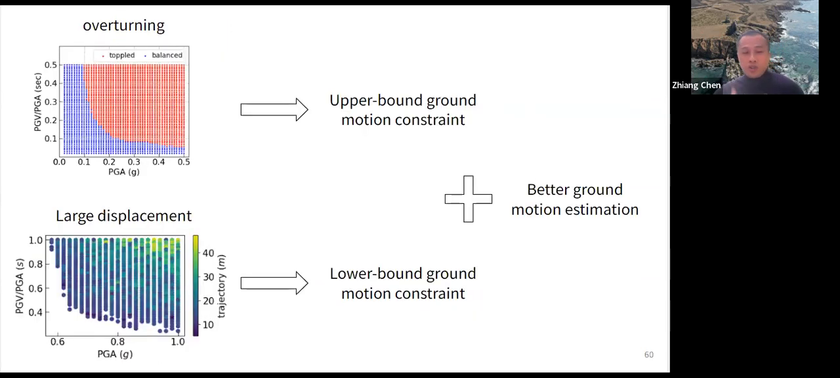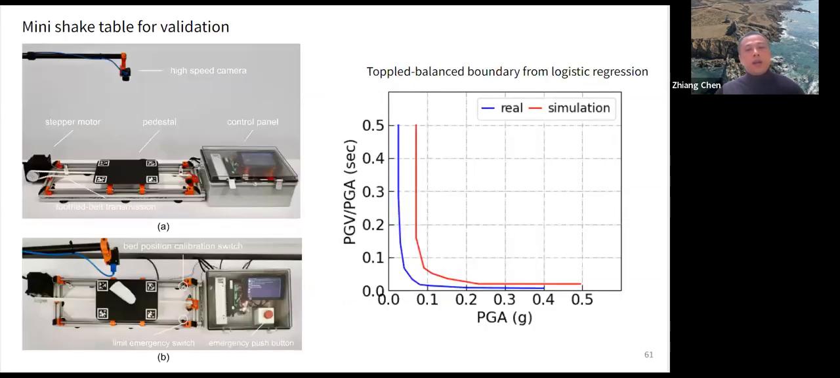So simulation is good, but how do we know? How can we convince geologists that this physics engine experiment and its results are good? That's why we built a mini shake table for validation.